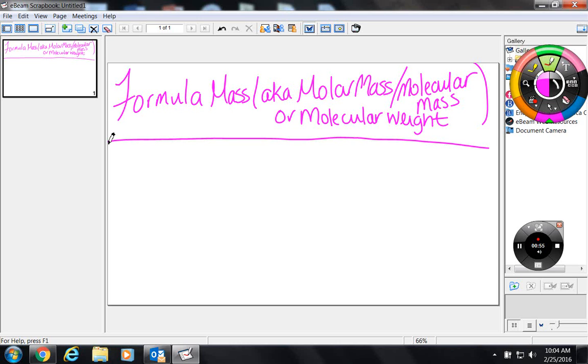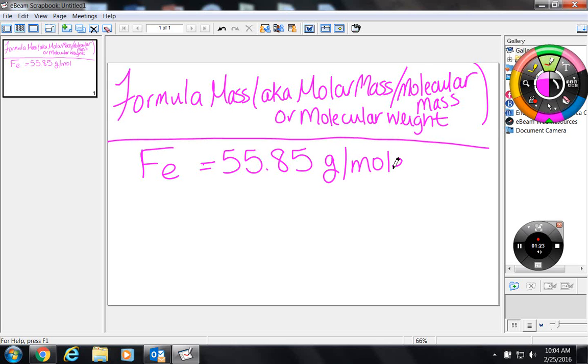So, if I give you Fe, iron, what's the molar mass or formula mass of iron? 55.85. The unit is grams per mole. How'd you get that? Periodic table. You just looked, right?